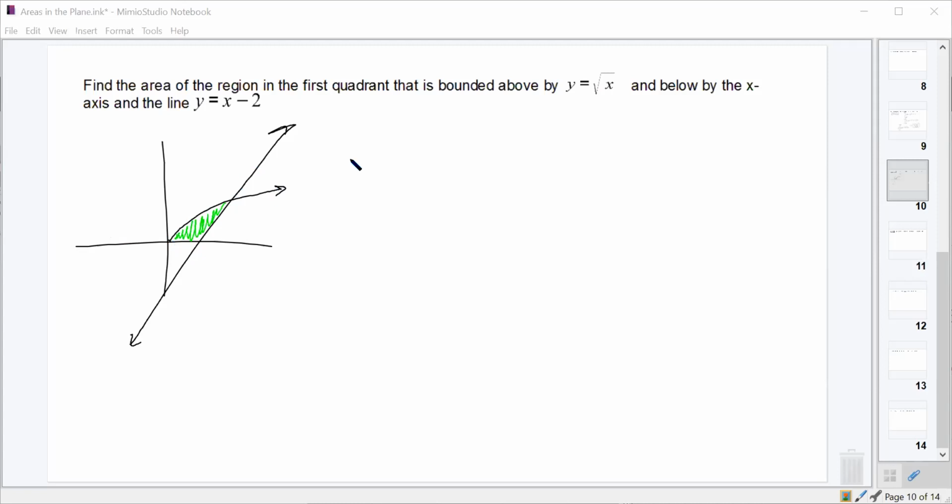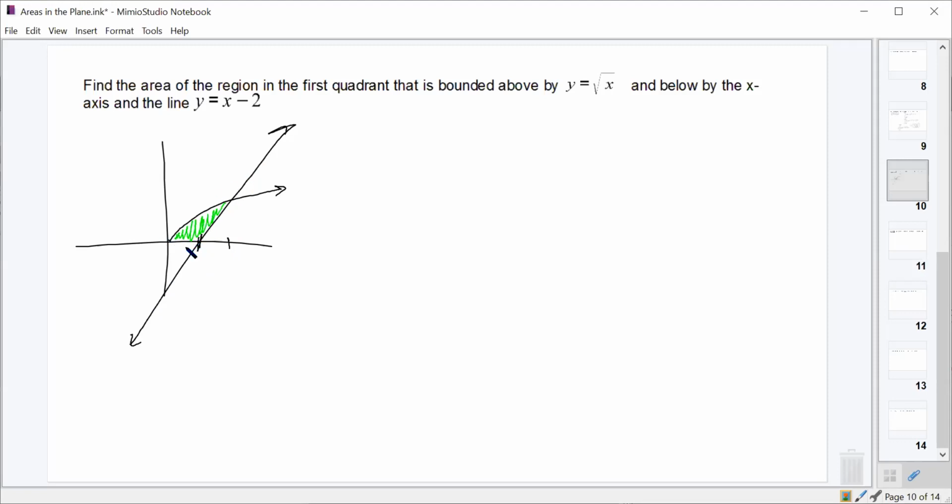What I was looking for is that it's bounded below by two different things. It's bounded below by the x-axis and by the line y equals x minus 2. So from 0 to this value, the lower function is the x-axis. But from this value to where they intersect, which we'll have to figure out in a second, the lower function is the line y equals x minus 2. So we have two different functions that bound the bottom of this region for different portions of it.